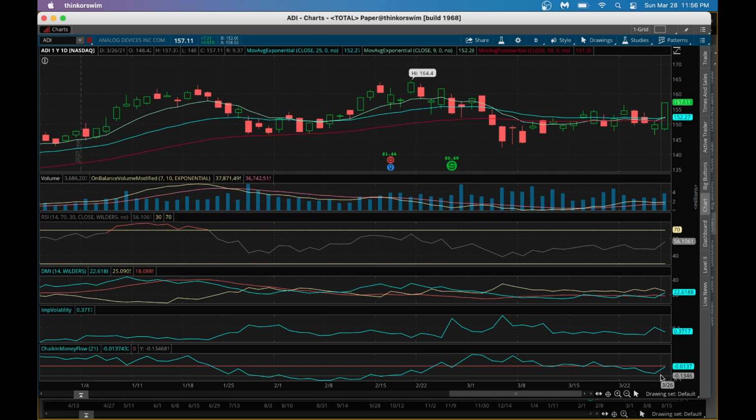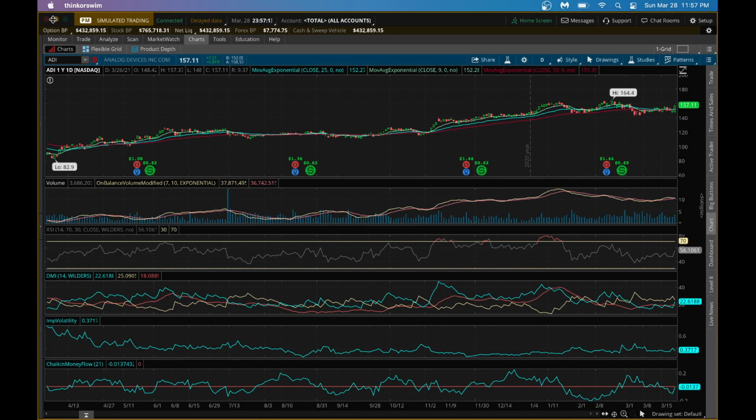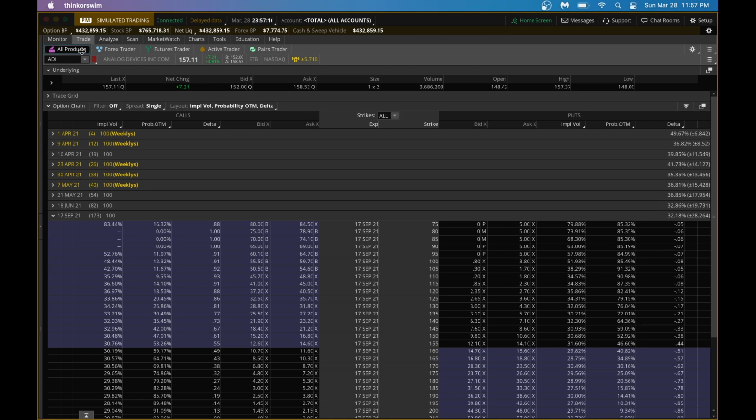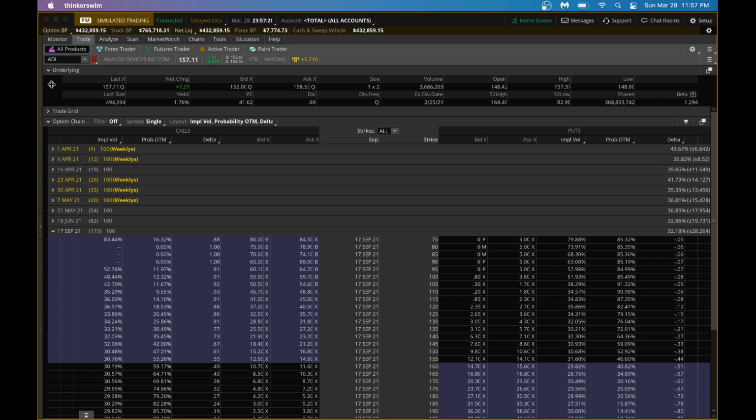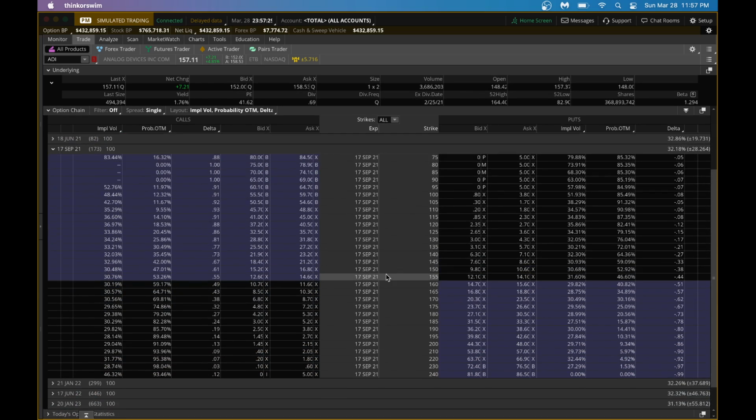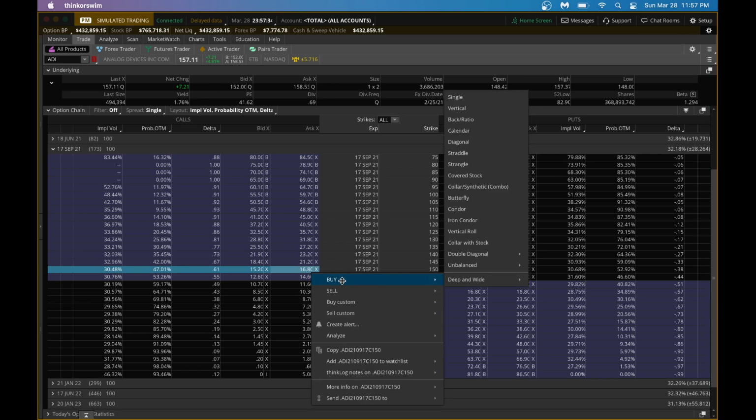You could either buy a delta 70 call, or you could do a spread because the stock is at a little bit of a higher level. So for that, we'll go into the actual trade tab here. We have ADI. I typically like to go a little bit longer time frame, 173 days out as an example. Stock is at 157. I could do a 150, 160 call spread if that's one way to do it.